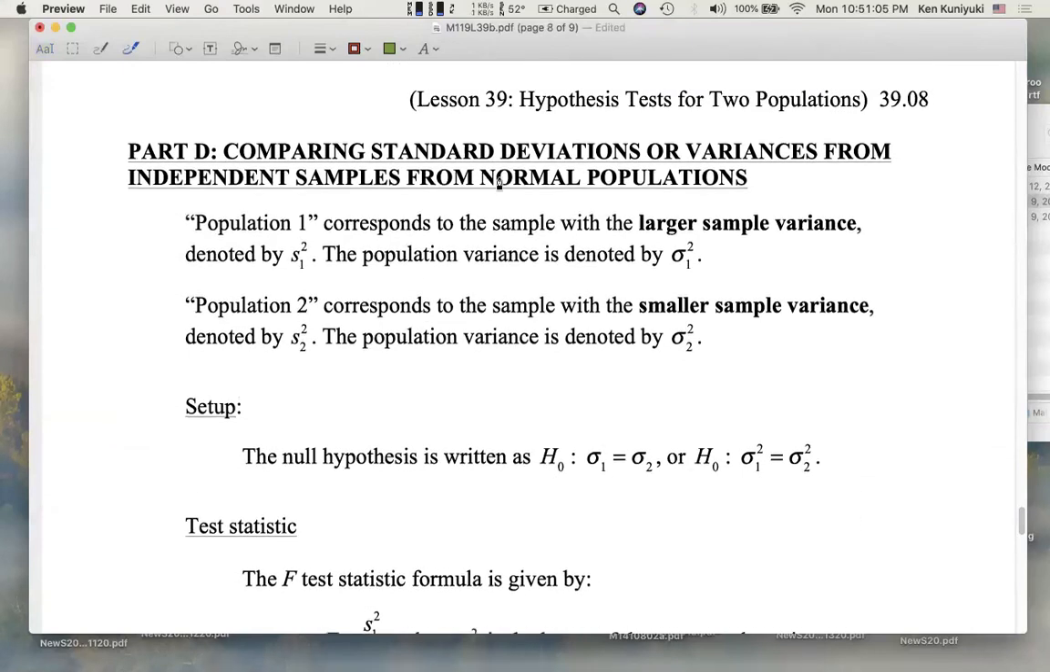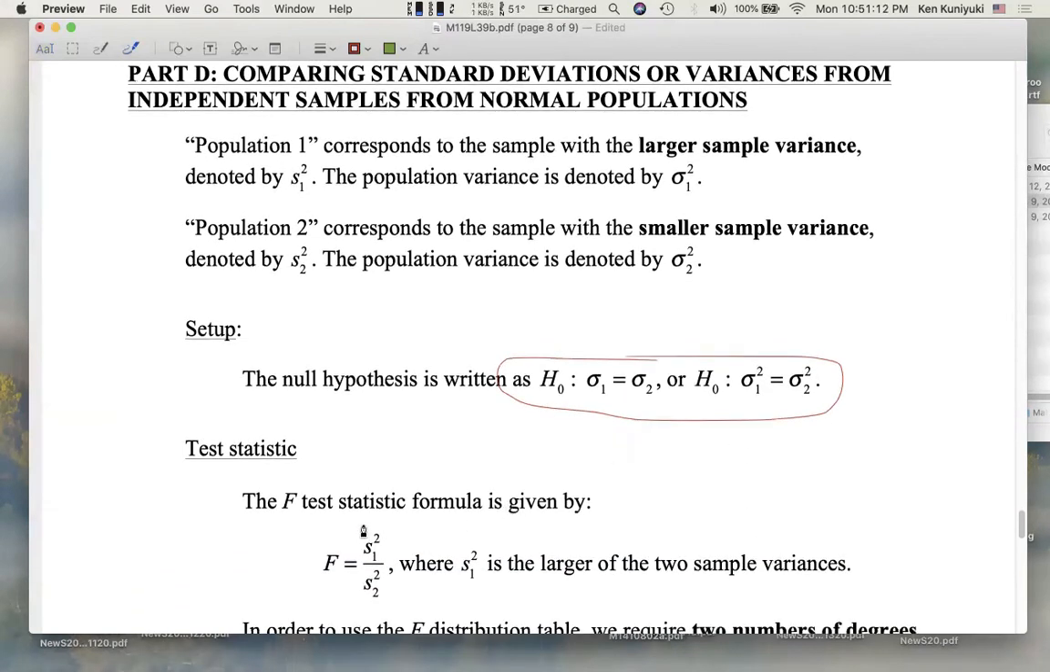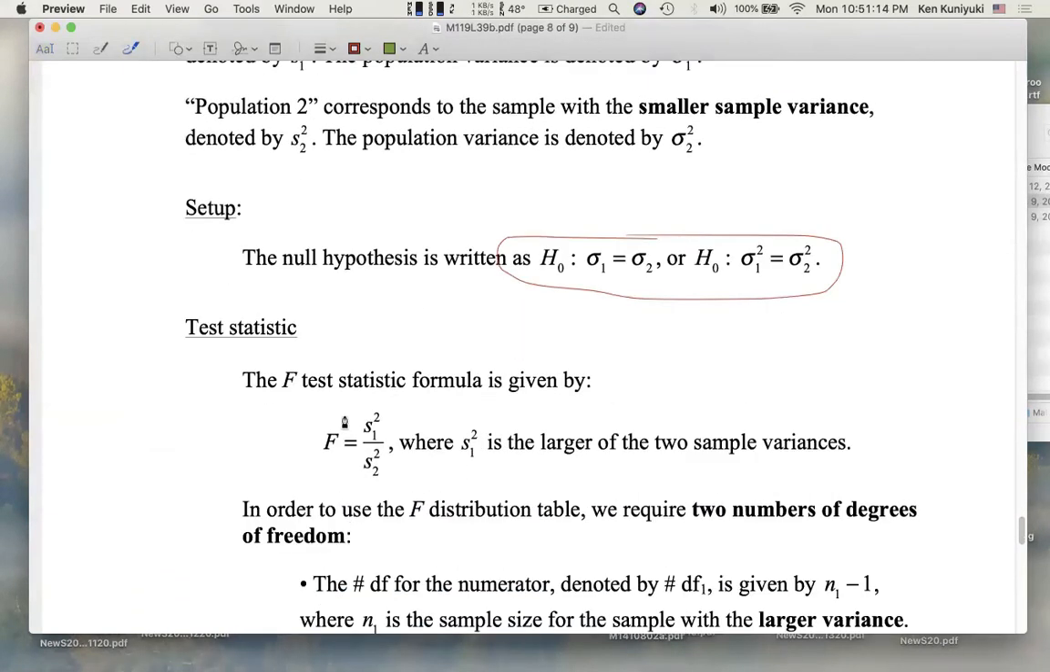We can also compare standard deviations or variances, typical null hypotheses. These involved F distributions. So that's my summary of hypothesis tests for two populations.